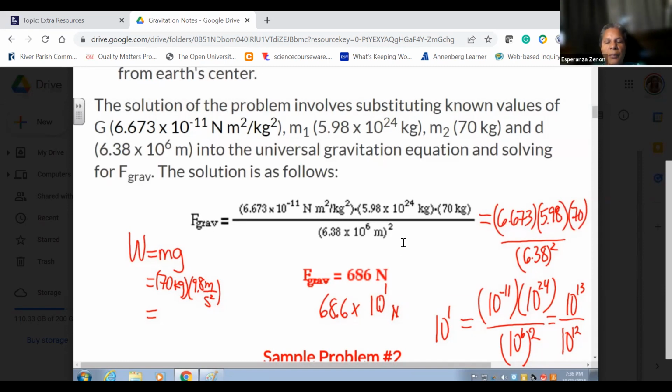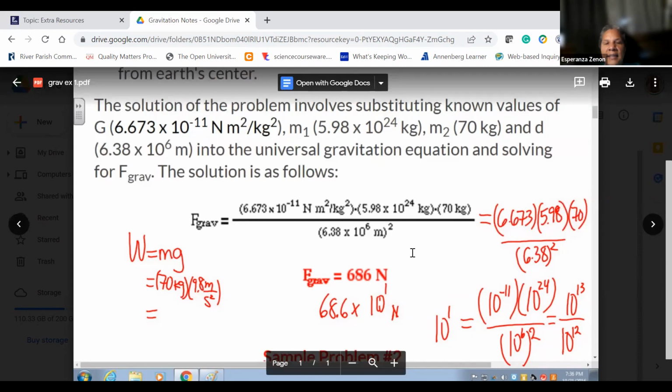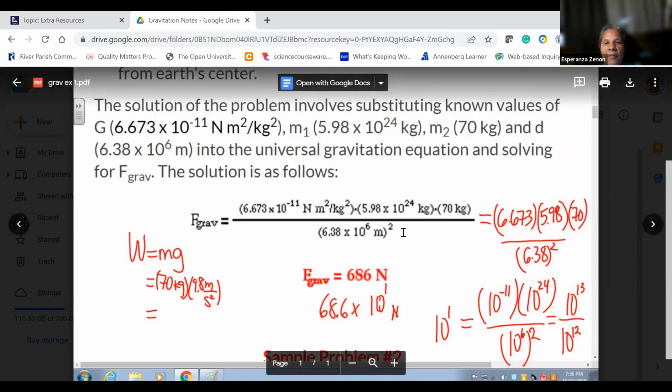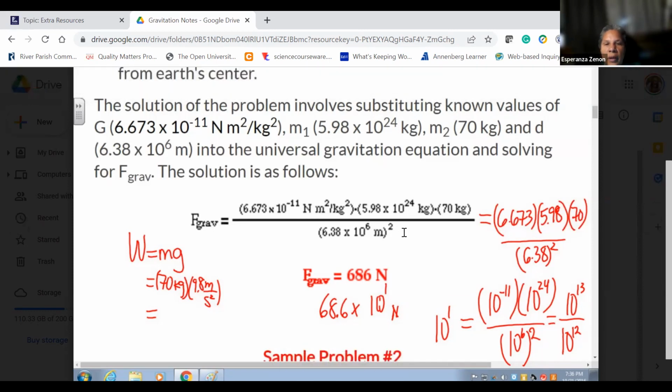I wouldn't have put all that in, but it's nice that you can see how things cancel out, because I know I'm finding force. And if I'm finding force, what should my unit be? Newtons. So when I finish, I'm going to get newtons. Okay. So I put in big G, here's M1, here's M2, and I'm dividing by the distance between them squared.